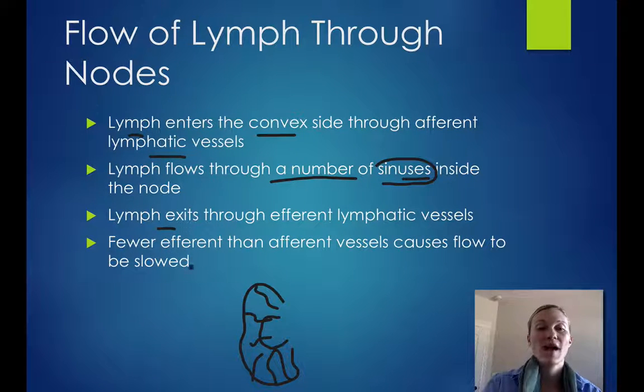From there, the lymph will exit through the efferent lymphatic vessel, and there are fewer efferent than afferent vessels, which causes the flow to be slowed. So it's a pretty slow process. Your heart moves blood very, very quickly through your arteries. This moves a lot slower. So that basically summarizes the lymphatic vessels, and I hope you found that helpful.